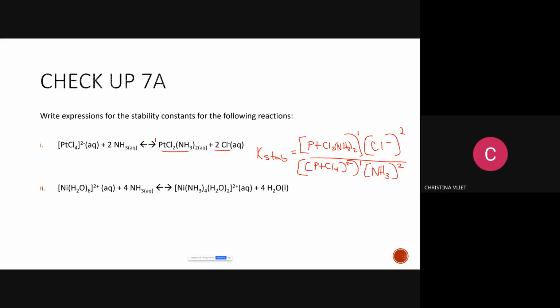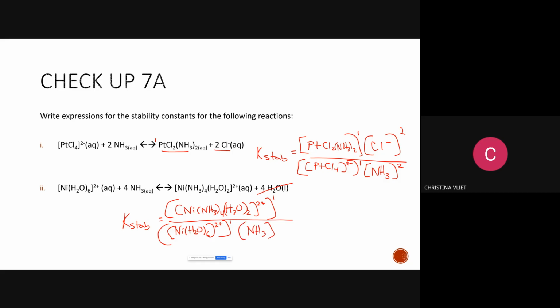So what about this one? The second one. My product I know is this. It's a lot to write. Do I include the water? No, because the water is a liquid. So we don't include the water in our equilibrium expression. But what about our reactants? Do we include our reactants? On the bottom, right? Because they're both aqueous. Aqueous is included. So this would be Ni(H2O)6 2 plus to the first. And the other one is NH3 to what exponent? 4. And that's it.